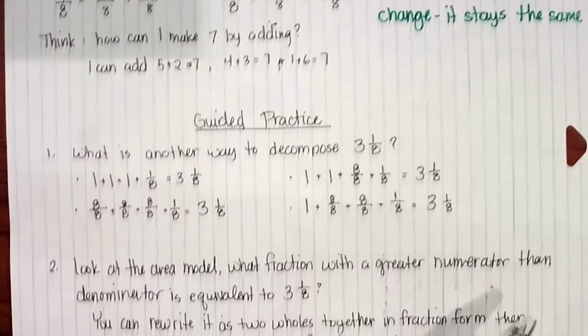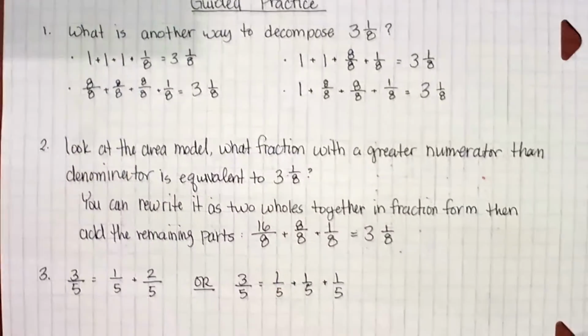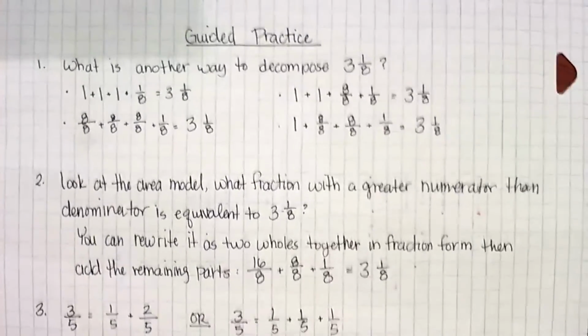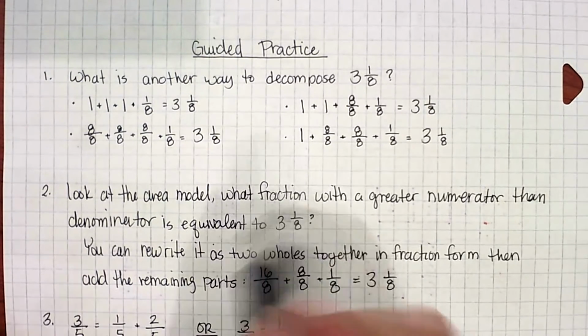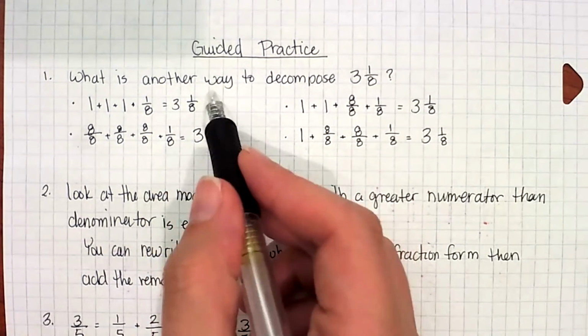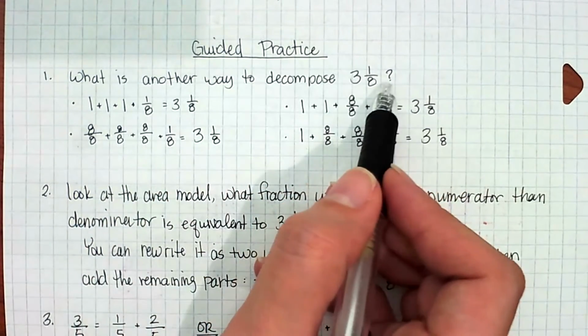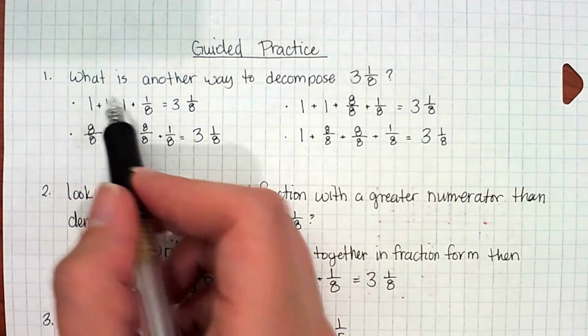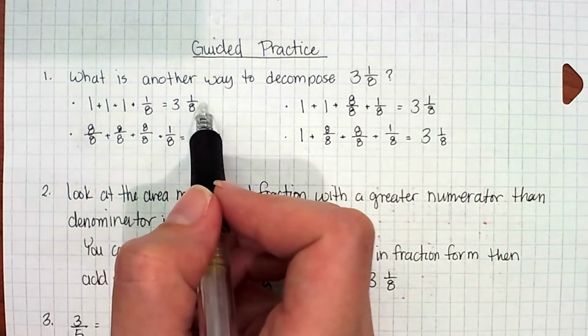Now let's take a look at our guided practice. For our guided practice, we have 4 questions. Number 1 says, what is another way to decompose 3 1/8? So in the example in the book, they give you these 2 ways. So 3 whole, this is our mixed number, 3 whole and 1/8 piece. So you can do 1 plus 1 plus 1 plus 1/8. So that's 1, 2, 3 and 1/8.